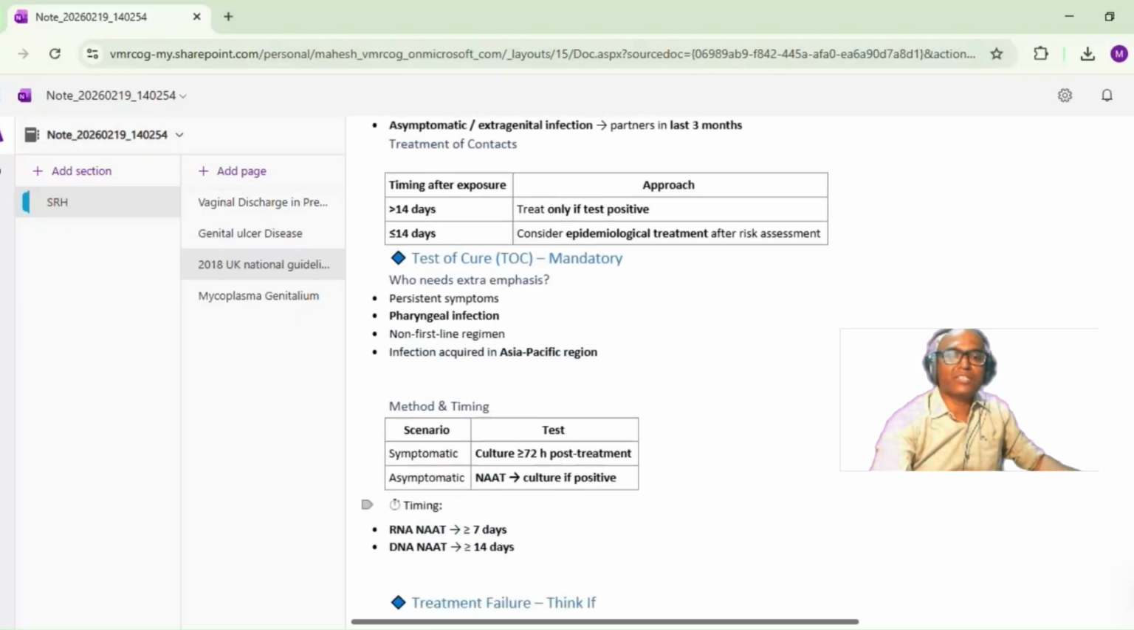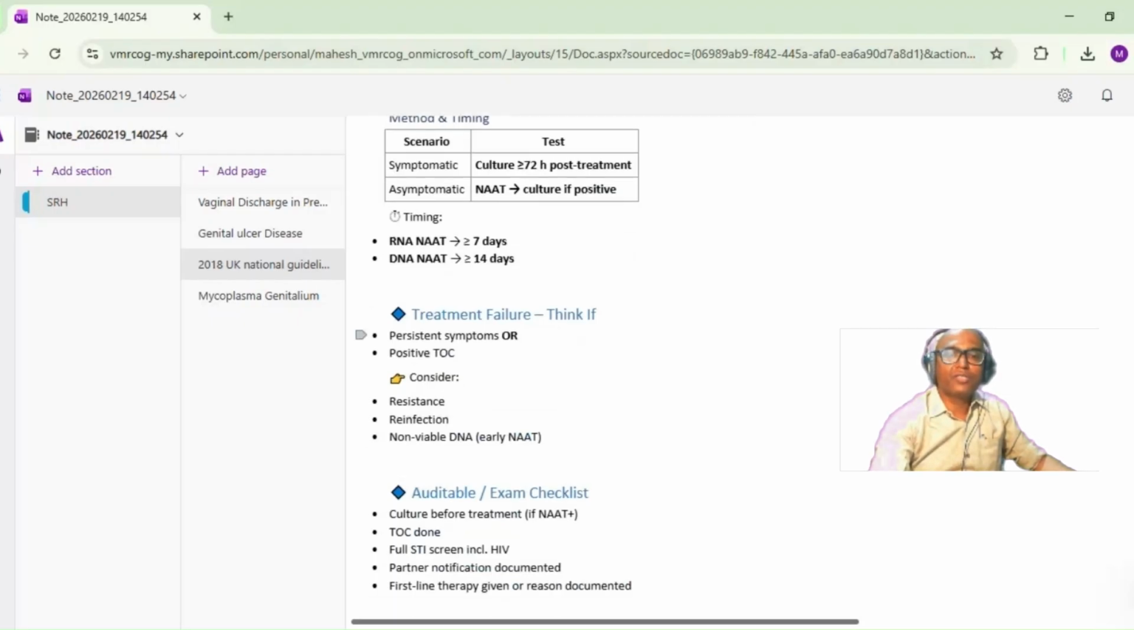Then test of cure. Test of cure is mandatory if the symptoms are persistent, pharyngeal infection is there, or non-first line regimen. Method and timing: for symptomatic, culture after 72 hours post treatment, and if it is asymptomatic, then go for NAAT. And if you do the NAAT, you have to do the culture. So that is what you have to do. Symptomatic cases, you have to do the culture. Asymptomatic, you will be doing the NAAT.